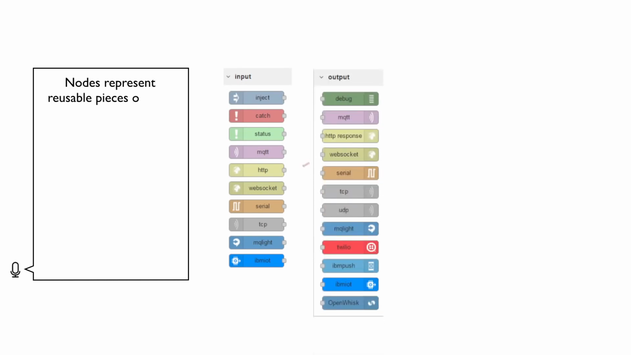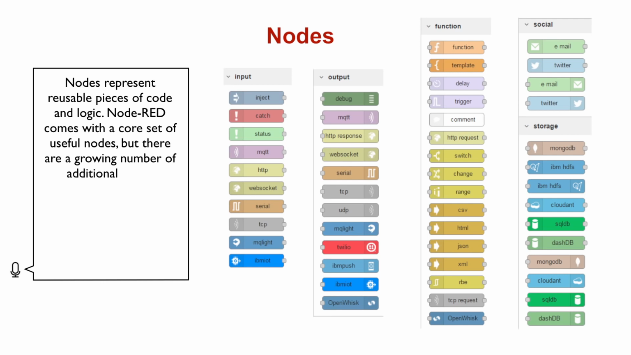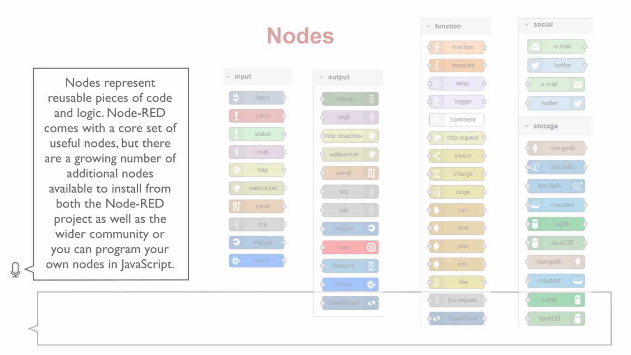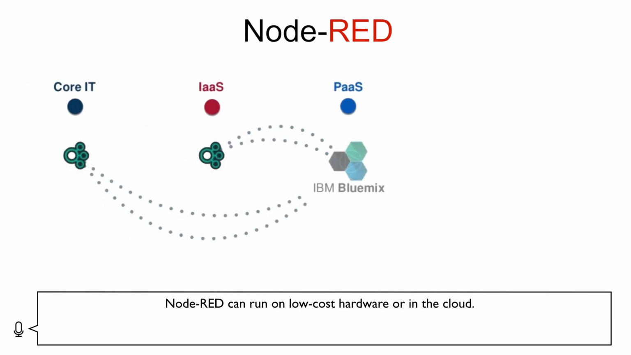development. Nodes represent reusable pieces of code and logic. Node-RED comes with a core set of useful nodes, but there are a growing number of additional nodes available to install from both the Node-RED project as well as the wider community, or you can program your own nodes in JavaScript. Node-RED can run on low-cost hardware or in the cloud.